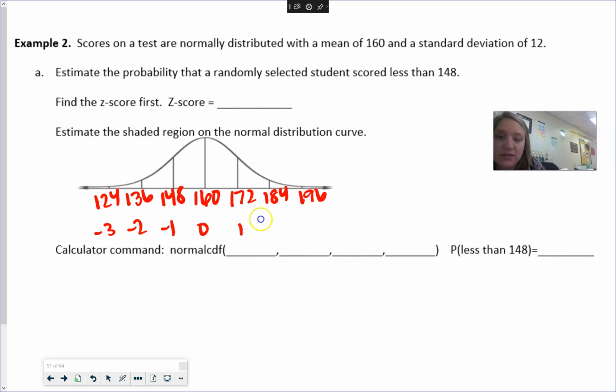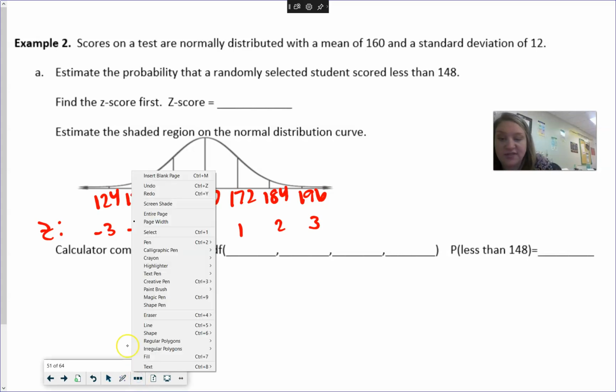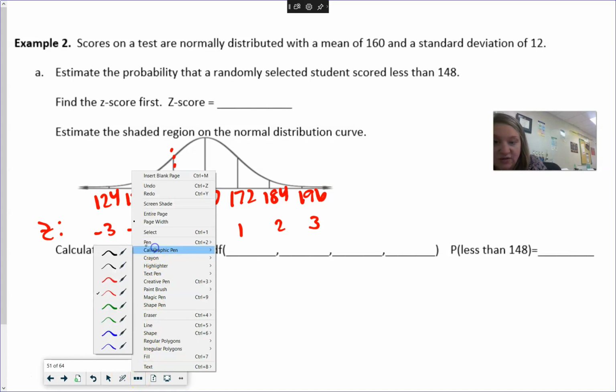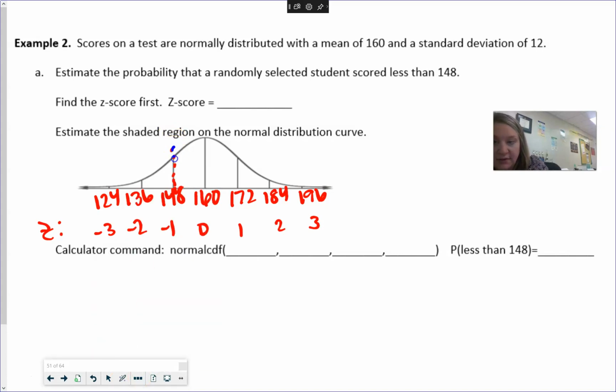Okay, remember the z-scores that match with these. These are all whole numbers. All right, estimate the probability that a randomly selected student scored less than 148. I'm going to do z on the side, sorry, so you know what that is. So first thing we have to do is find the z-score for 148. It's actually a nice whole number, right? So we think the z-score is -1, but let's make sure just in case.